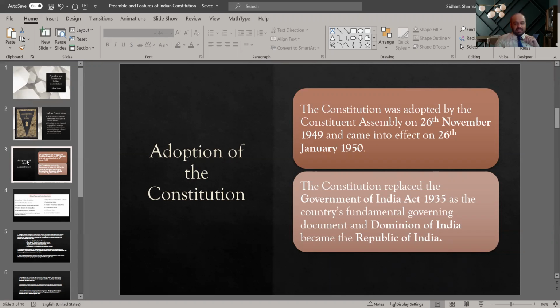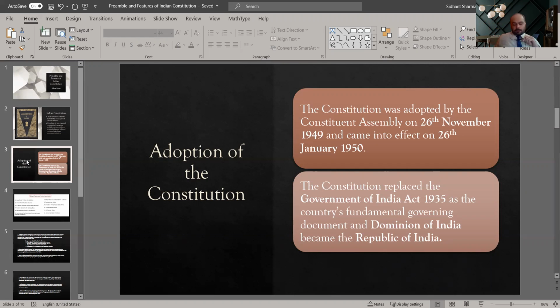So Dominion is the status that was given by Britain to its self-governing nations. There were various nations, such as even Pakistan became a dominion. So that is the concept of self-governing nations. And when the nation adopts its constitution, it becomes a Republic of India. So you need to carefully specify what is the difference between Dominion and Republic of India. It is often asked in various exams.